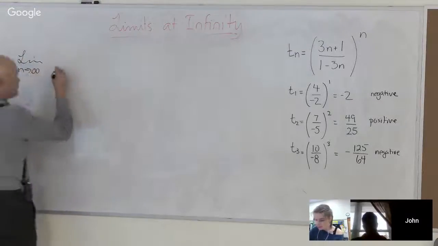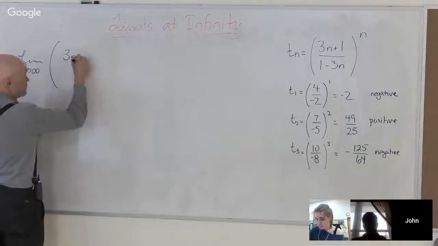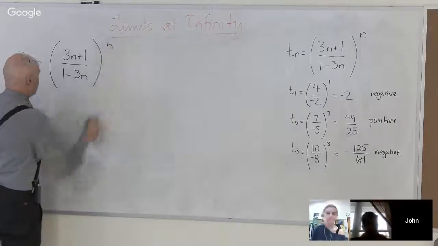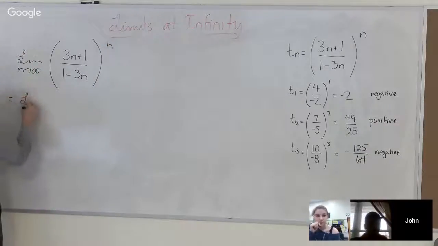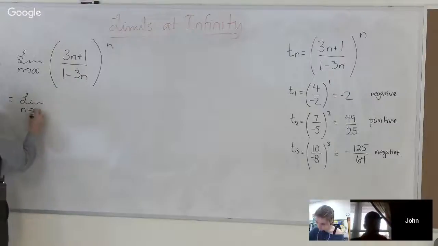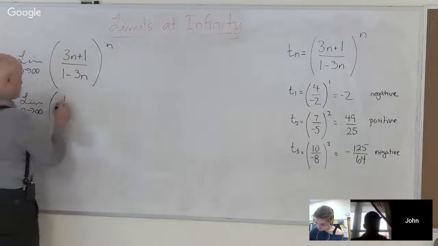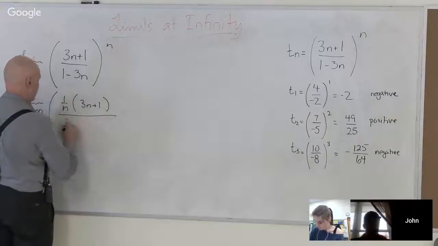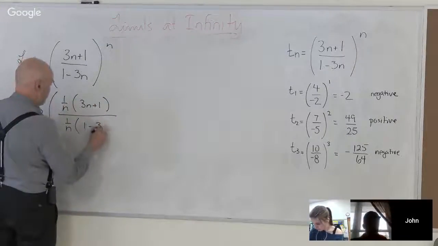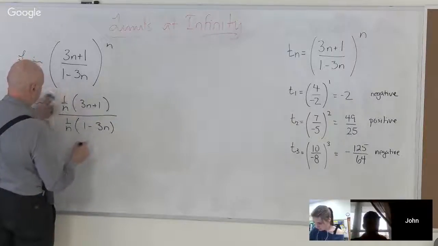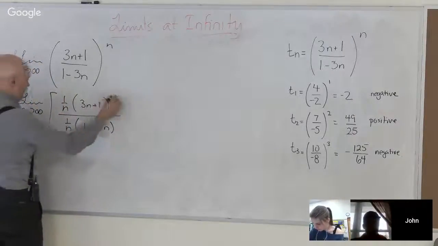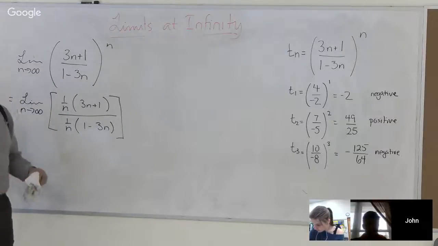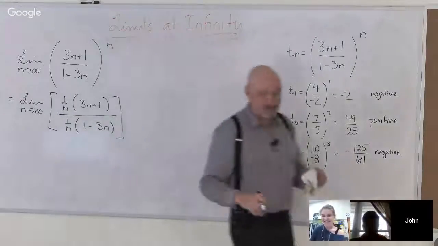So limit as n goes to infinity of (3n + 1) over (1 - 3n), to the exponent n. I'm going to pull the same trick again. Limit as n goes to infinity, 1 over n times (3n + 1), over 1 over n times (1 - 3n). Maybe I should make these square brackets. Oh, look at those big, handsome square brackets. At least I hope you can see them, Maddie. Made the best square brackets ever there.